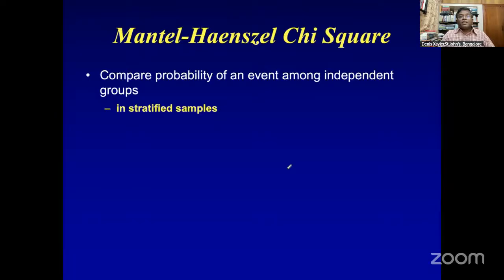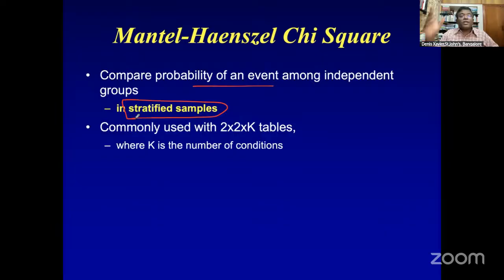Let's go to the next one, the Mantel-Haenszel chi-square test. This looks at the chance of an event occurring under independent groups in stratified samples. What is the meaning of stratified samples? The best way to understand this is to look at an example. It is 2 by 2 tables. The previous 2 examples we took were 2 by 2 tables, and here it is 2 by 2 by K tables. K is the number of conditions or strata that we are looking into.